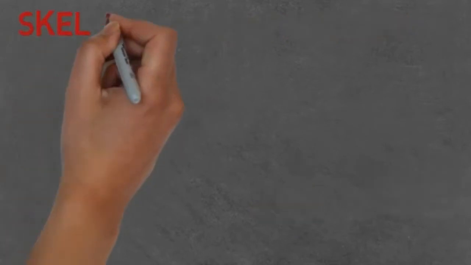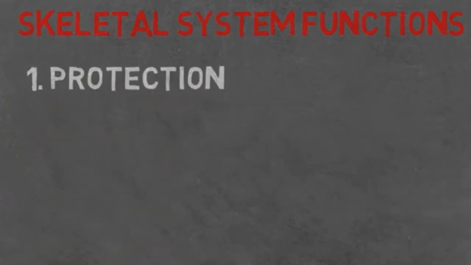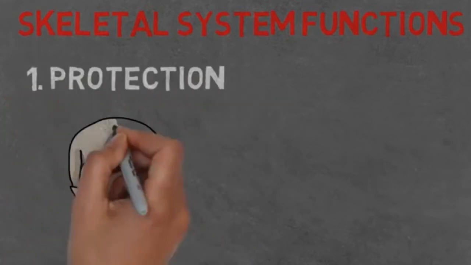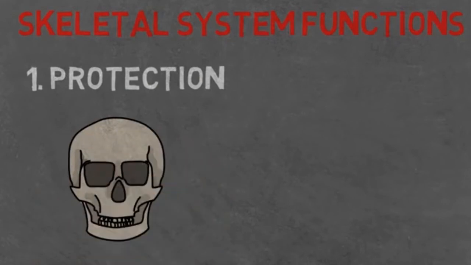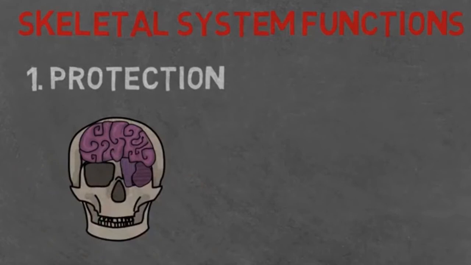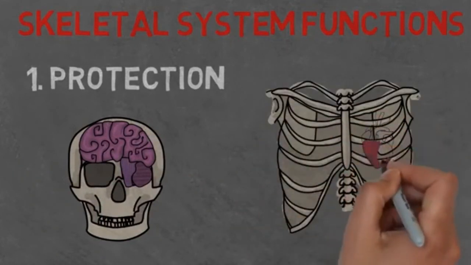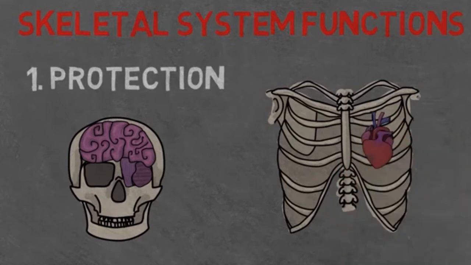Skeletal system functions. There are 4 main functions of the skeletal system which help the body in their own unique ways. Protection. The skeleton protects our delicate organs, preventing them from undergoing any harm. Some examples of these are the skull, which protects the brain, the rib cage, which protects the heart and lungs, and finally the spinal column, which protects the spinal cord.